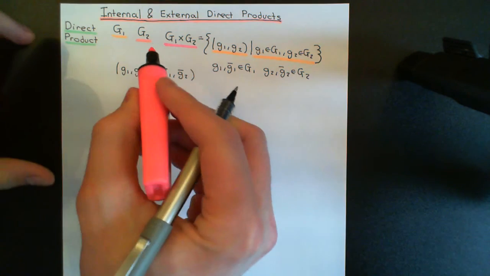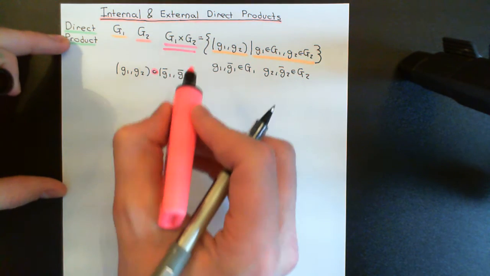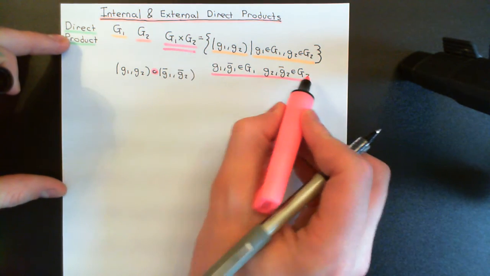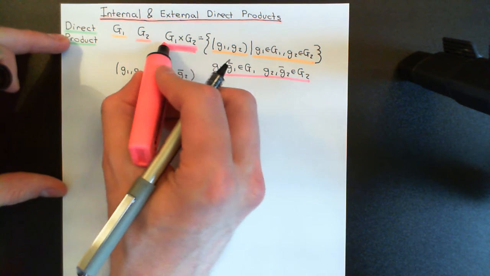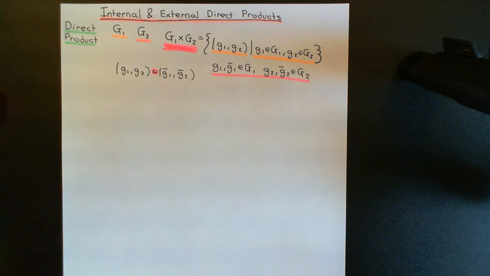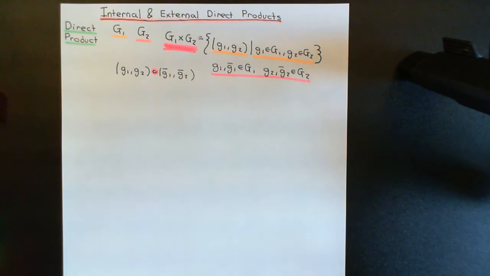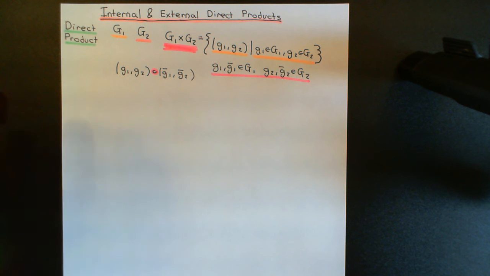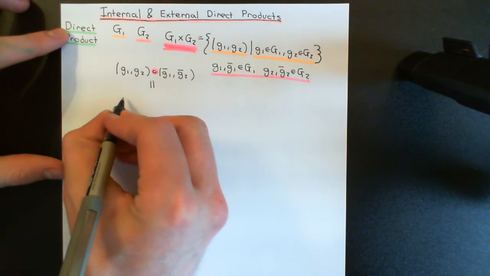So this composition symbol will be composition in the direct product, which is why I'm colouring it in pink. I'm colouring everything to do with the actual new group that we're forming here, the direct product of the two groups G1 and G2, in pink. So this is composition of elements in this set, composition in the direct product group, and the way that this is going to be defined is component-wise, like so.